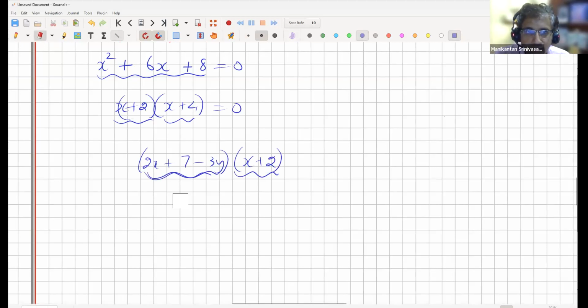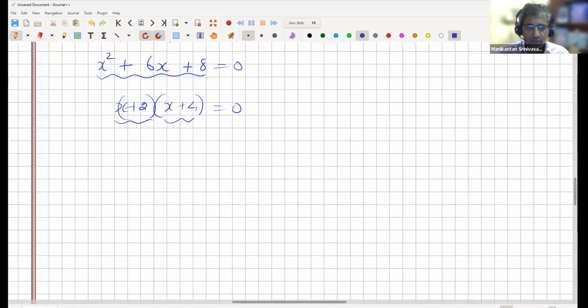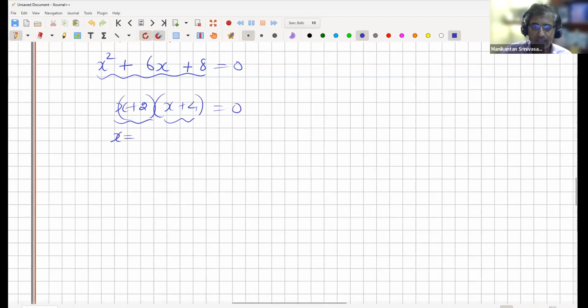So back to this question, x plus 2 times x plus 4 is 0. Again, I'm repeating some of the common knowledge only. If I have a product of several terms that is 0, at least one of them has to be 0, which is why we conclude by saying x equal to -2 or x equal to -4. And then we're done, right?